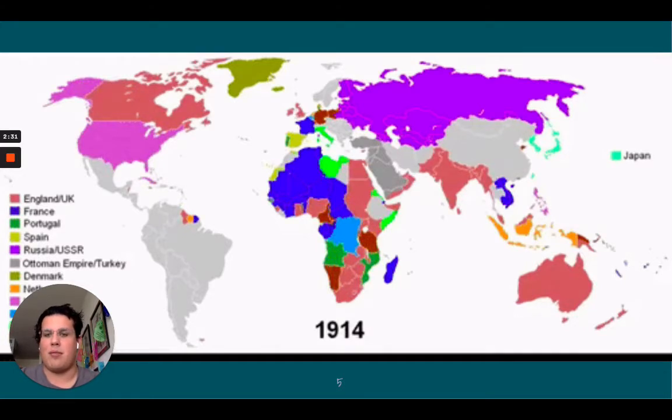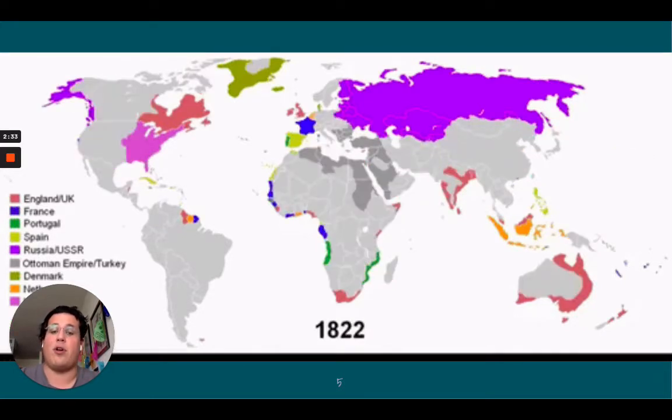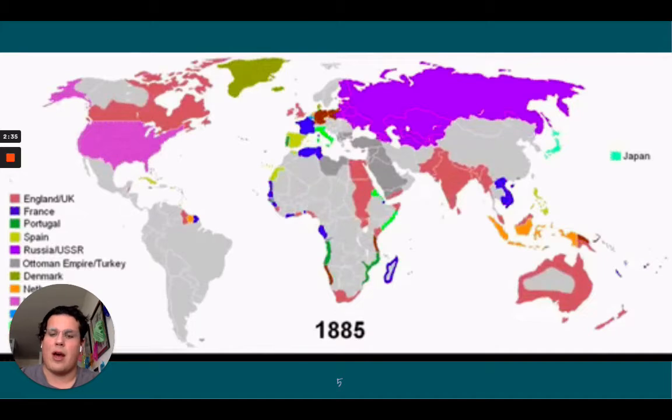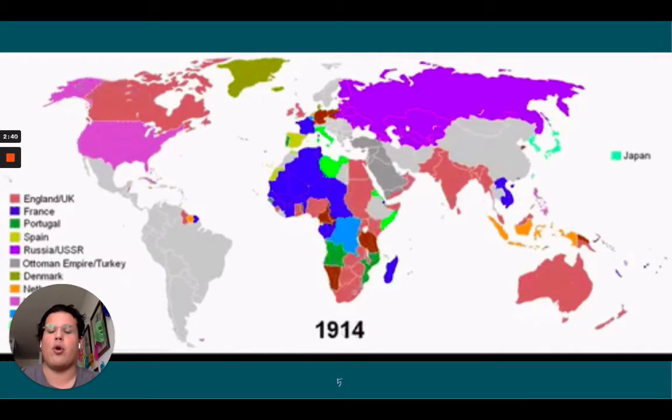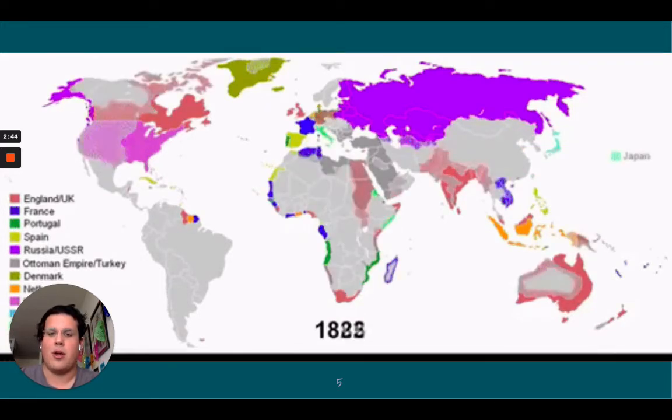Here we see an image of the transitions of colonial powers within the history of the world. We're going to be looking at how those empires grow by incorporating different colonies within their rule.